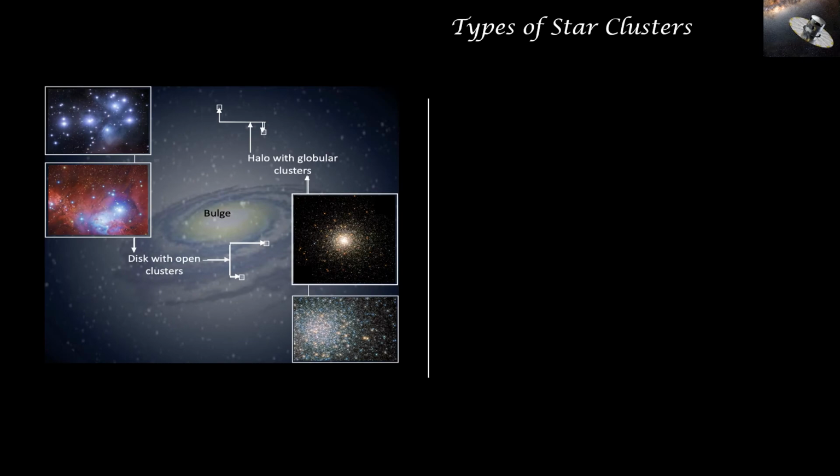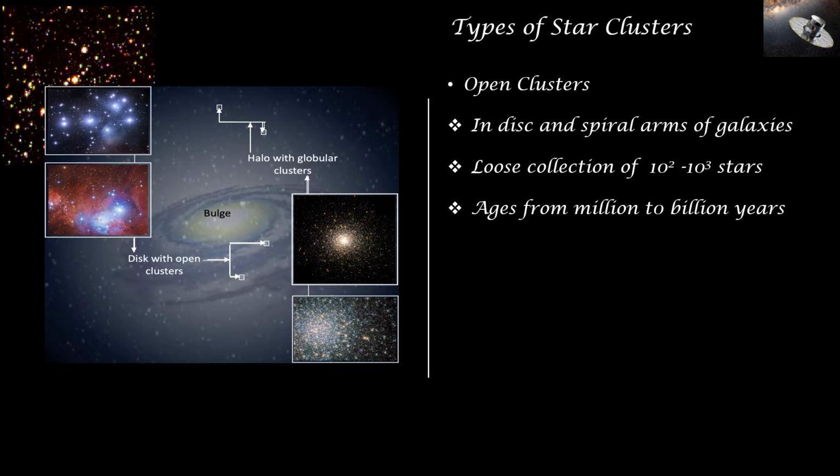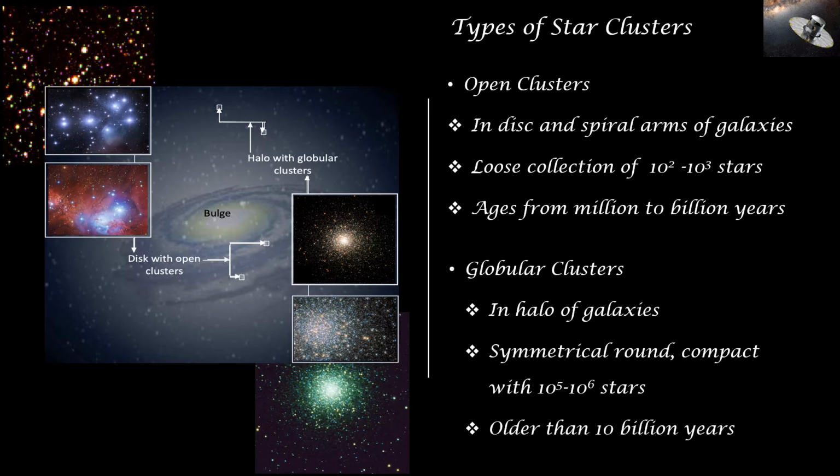There are two types of star clusters. The open clusters are found in disks and spiral arms of galaxies. They are a loose collection of about 100 to 1,000 stars. They contain young stars and have an age ranging from 1,000,000 to 1,000,000,000 years. Globular clusters are found in the halos of galaxies. They are more compact and contain 100,000 to 1,000,000,000 stars. Globular clusters contain stars older than about 10 billion years.